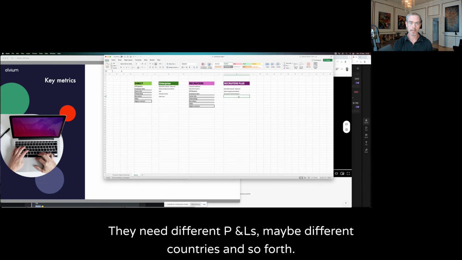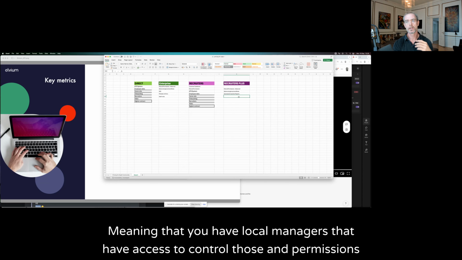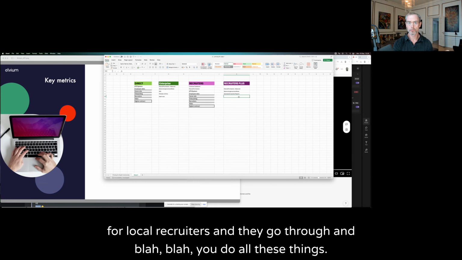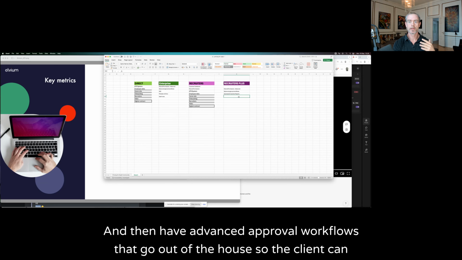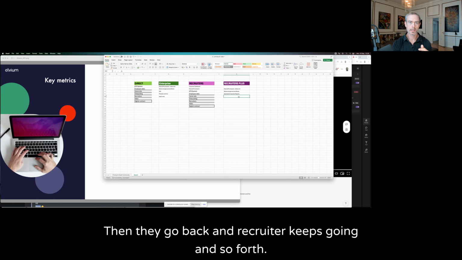They need different P&Ls, maybe different countries and so forth. You organize all of that, meaning that you have local managers that have access to control roles and permissions for local recruiters. And then have advanced approval workflows that go out of the house so the client can approve this step in the candidate process before they move on. Then they go back and the recruiter keeps going and so forth.